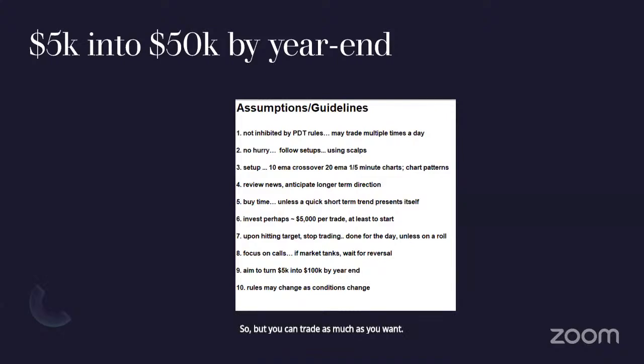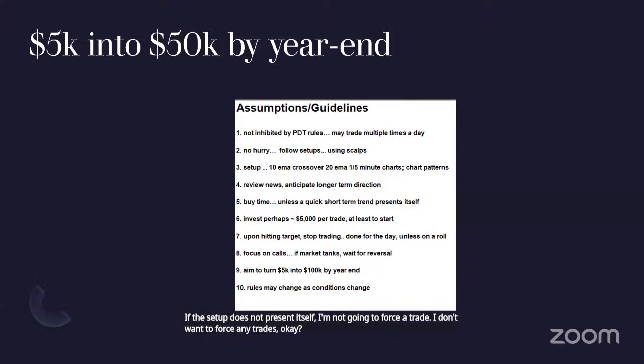We're not going to be in any hurry to do these. All right. Unlike the other 5 to 10,000 or whatever I did in the past, we seemed to be very much in a hurry to do those. Not the case this time. We're going to simply follow the setups, and I'm going to be using scalps. If the setup does not present itself, I'm not going to force a trade. I don't want to force any trades, okay?